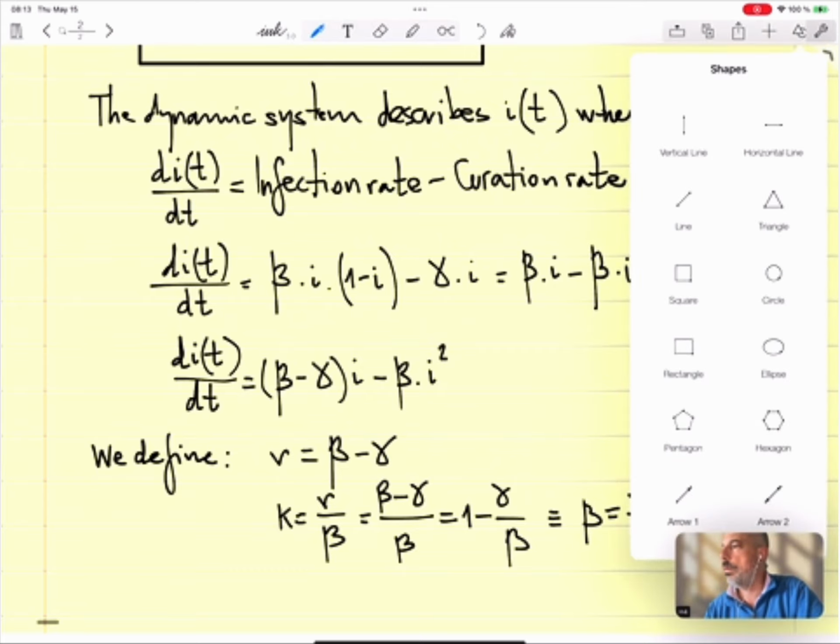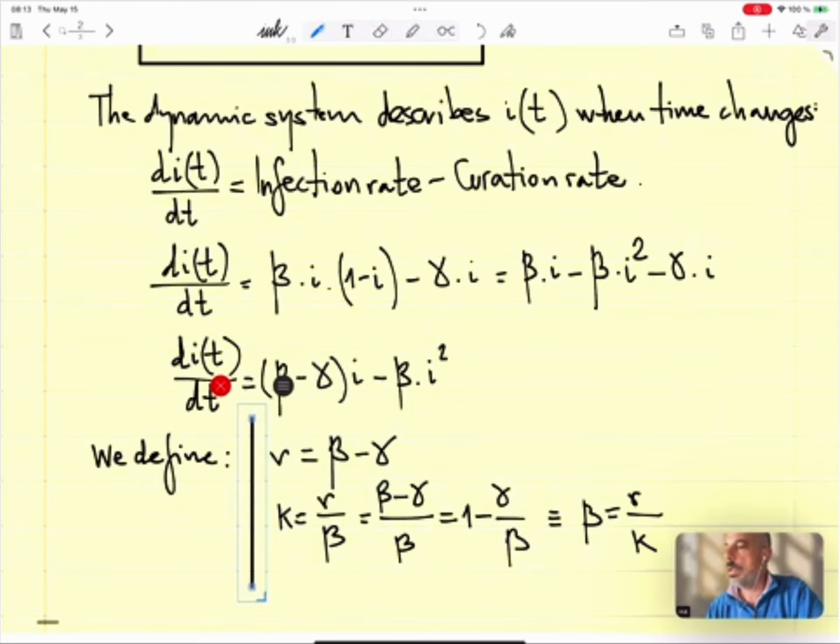So we know that this trick helps us, and these parameters have a physical interpretation. R is the difference between the rate of infection minus the rate of curation. If R is bigger than 0, then we infect faster than we cure. So the infection is going to spread. If R is smaller than 0, the infection is going to disappear. If R is equal to 0, we have an equilibrium.